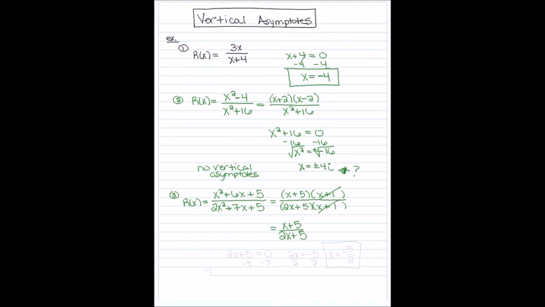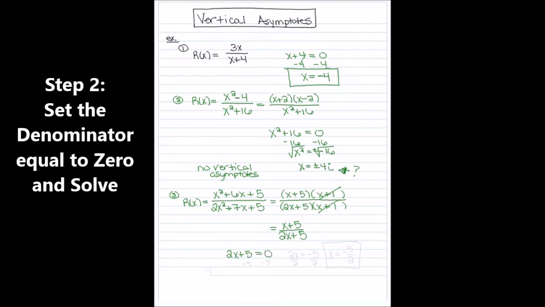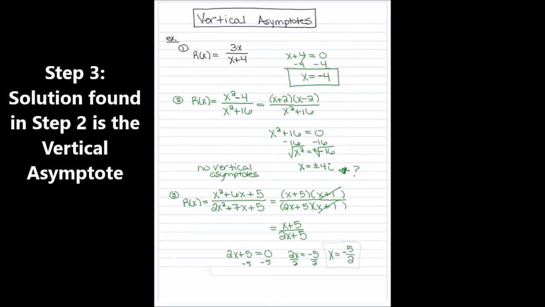So now I set my denominator equal to 0. 2x plus 5 is equal to 0. And then I solve for x by subtracting the 5. And then I divide by 2. And so my vertical asymptote is going to be x is equal to negative 5 over 2.